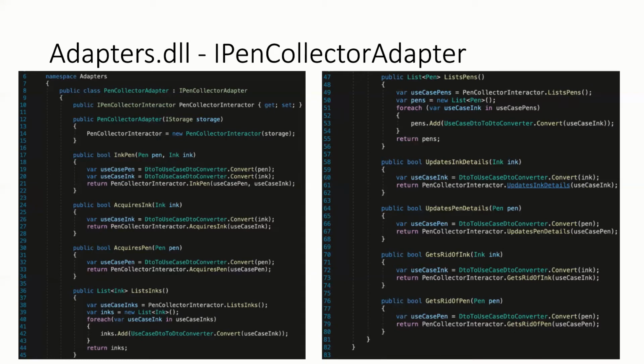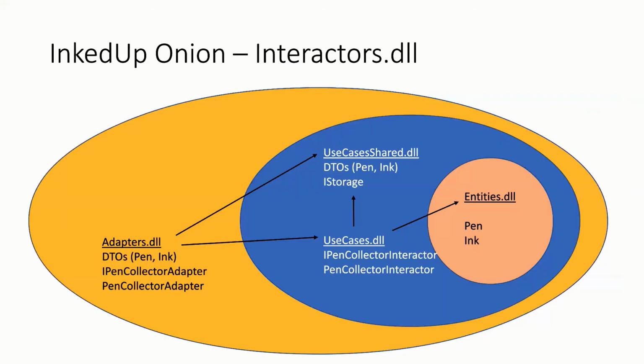And if we have a look at ink pen, which is our main use case, I guess, which maps to our business critical rule, we get the DTOs in as adapter DTOs, we convert them to use case DTOs, and then we call ink pen on our pen collector interactor, which is the use case. They go into the pen collector interactor as use case DTOs, which will then orchestrate the entities. It returns true, I think, from that. But if it did return a use case DTO, we'd have to convert that to an adapter DTO in order to return it.